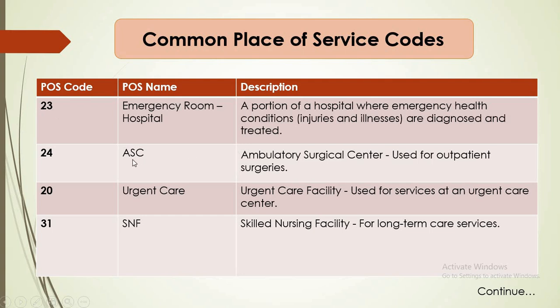So like that, ASC, ambulatory surgical center, is used for outpatient surgeries. So the POS will be 24. So like that, for urgent care, POS will be 20. Urgent care facility is used for the service at an urgent care center. And then next is SNF. The place of service will be 31. SNF means skilled nursing facility for long-term care service.